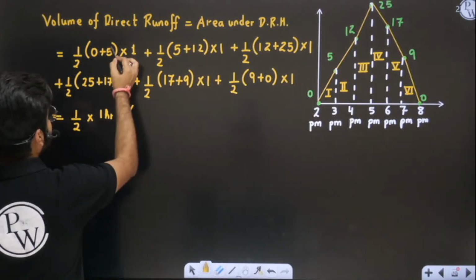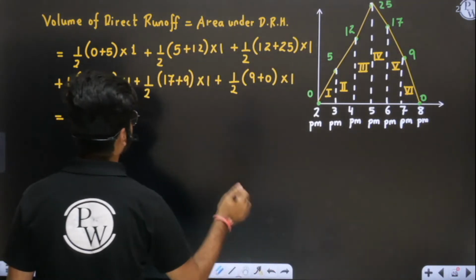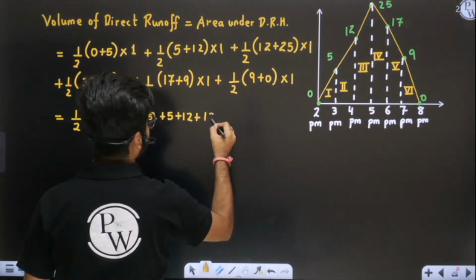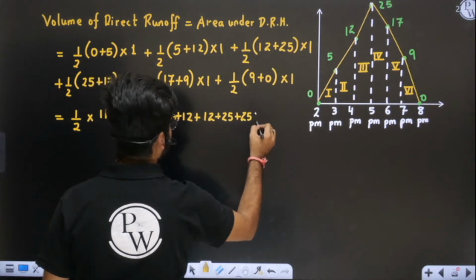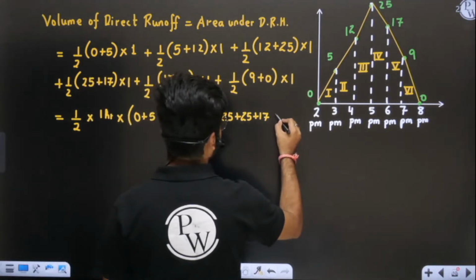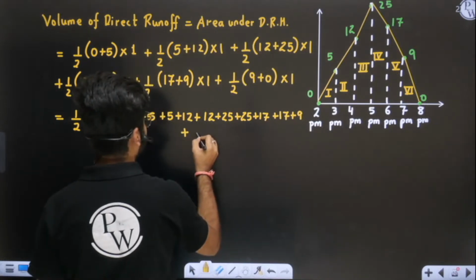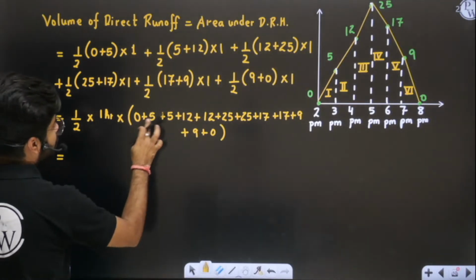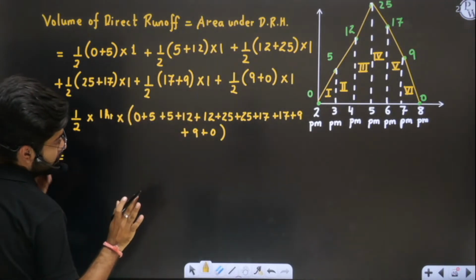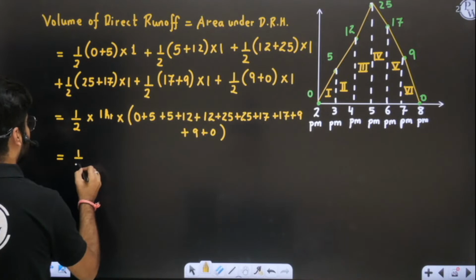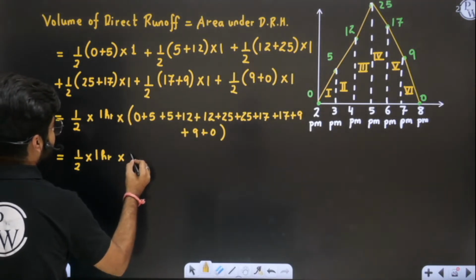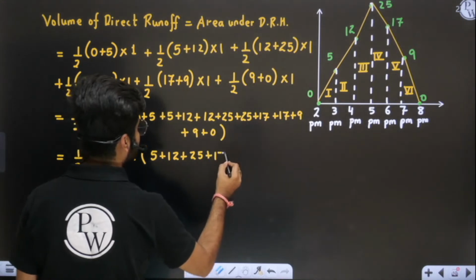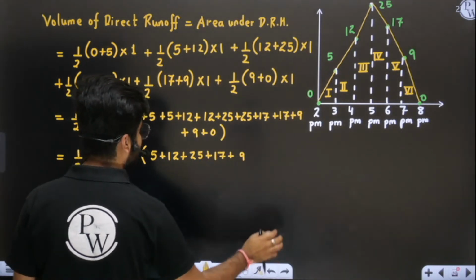What are we getting inside? We are getting each value 2 times. Let me write it here: 0 plus 5 plus 5 plus 12 plus 12 plus 25 plus 25 plus 17 plus 17 plus 9 plus 9 plus 0. This we are getting. If you simplify it, ignore the first 0 and last 0, but all the middle values are coming 2 times. So I will write 2 times 5, 12, 25, 17, and 9. All the values are coming 2 times.